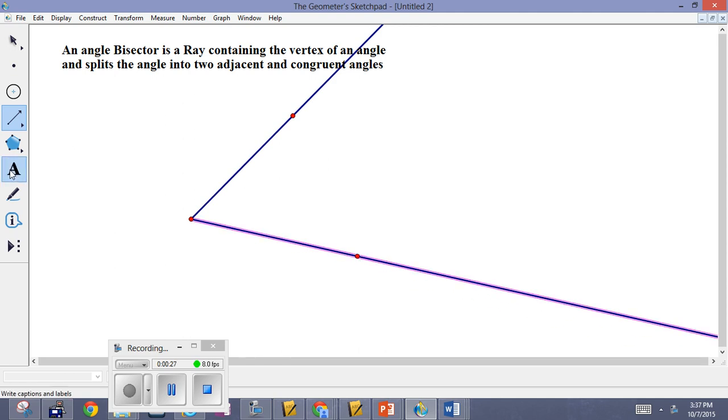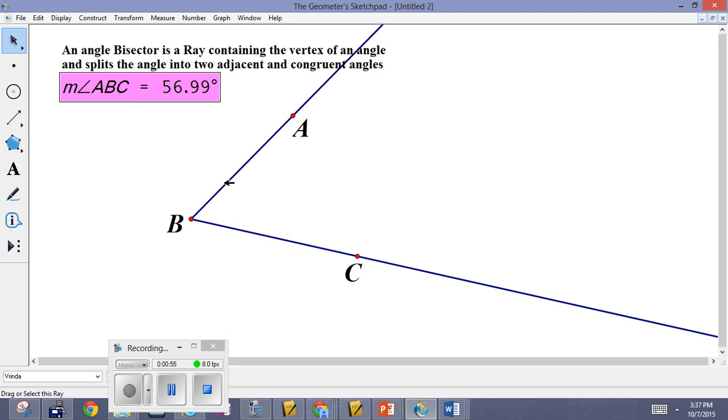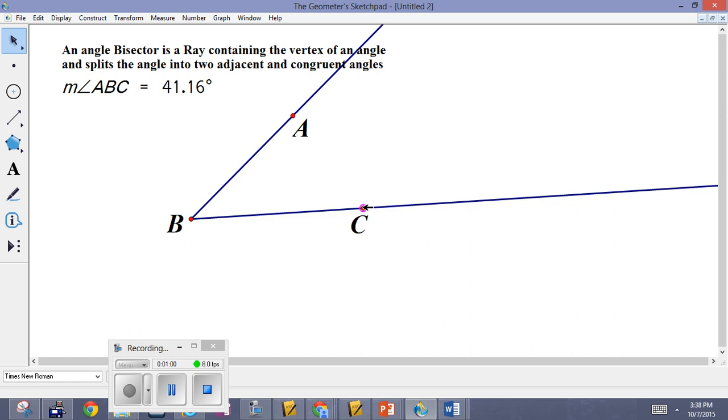Of course, I can name that angle, and when naming it, I always remember that the middle point is always the middle point that I select when I want to measure that angle. So if I want to measure this angle, I select point A, select point B, then select point C, and measure the angle. The angle is roughly 57 degrees at this point, but of course it can change.